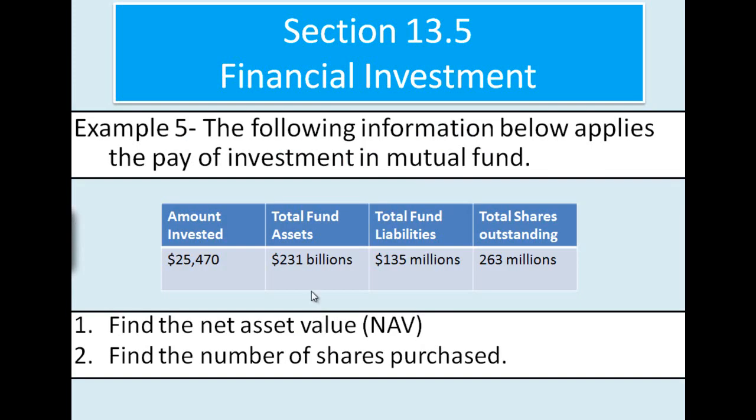Example 5. The following information applies to an investment in a mutual fund. Suppose the amount invested was $25,470, and the total fund assets for this specific mutual fund is $231 billion, the total fund liability is $135 million, and the total shares outstanding is 263 million. The question is to find the net asset value and find the number of shares you purchased with this money.